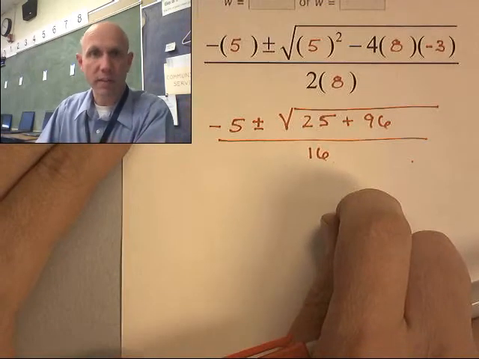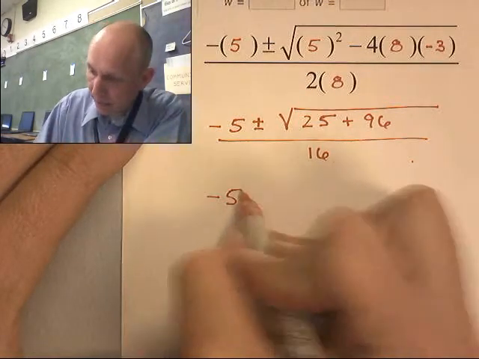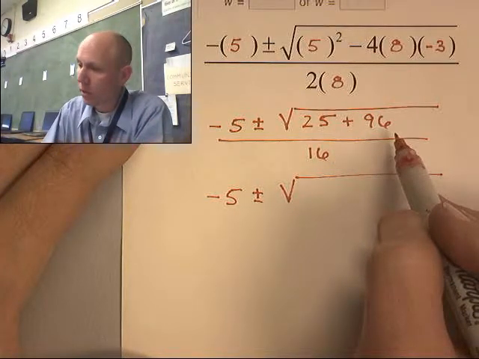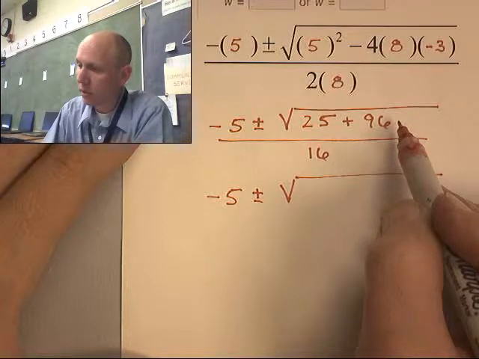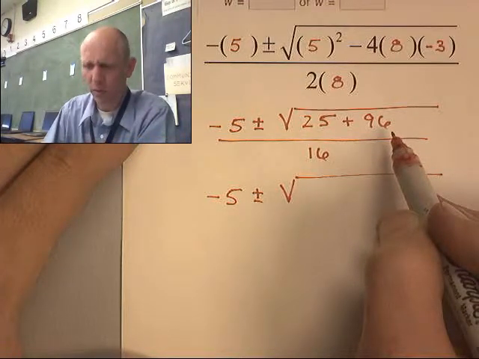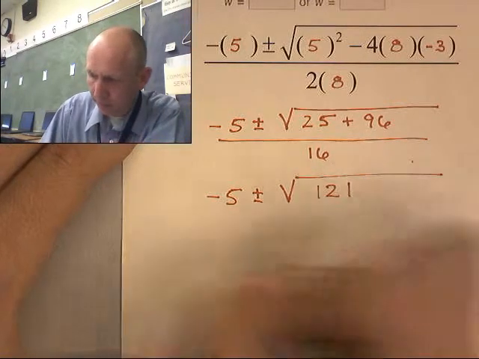Let's just keep simplifying this thing down. Negative 5 plus or minus the square root. 25 plus 96, something with an 11. Adding the 5 takes me to 121. Is that right? 121. I like that.